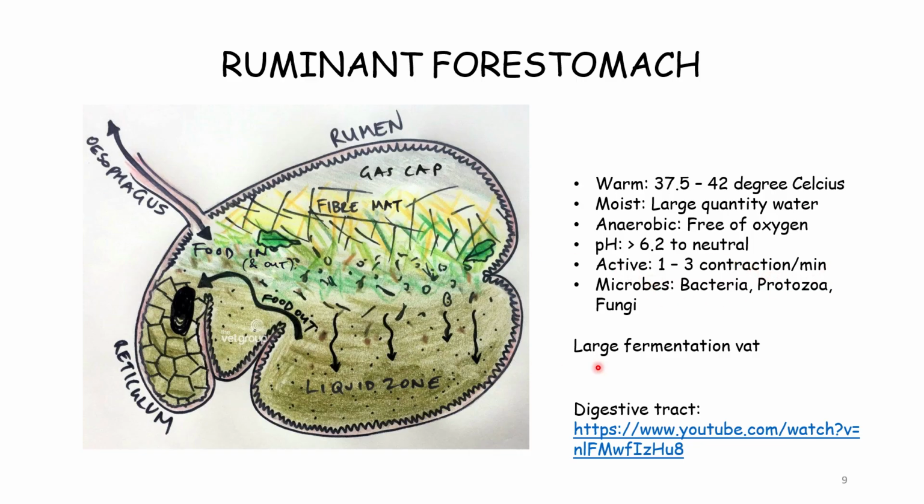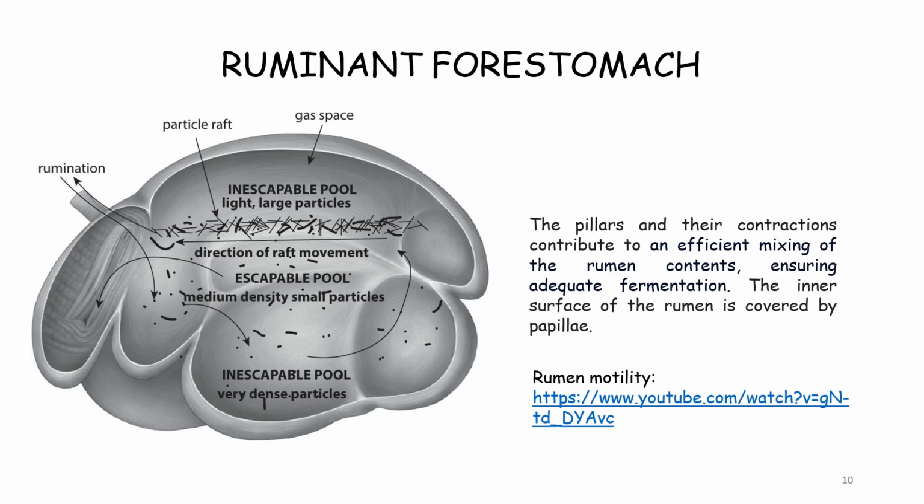Inside the rumen there are microorganisms like bacteria, protozoa, and fungi. This is a large fermentation vat, a large fermentation chamber. The pillars and their contraction contribute to efficient mixing of the rumen content, ensuring adequate fermentation. The inner surface of the rumen is covered by papillae. As you can see, this is the rumination, this is the particle raft and gas space. Usually the gas stays here.